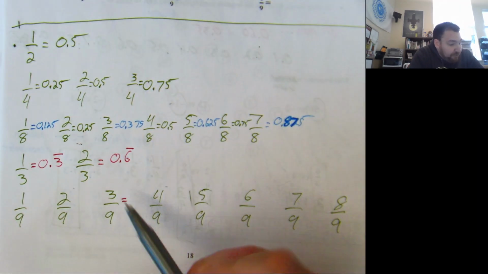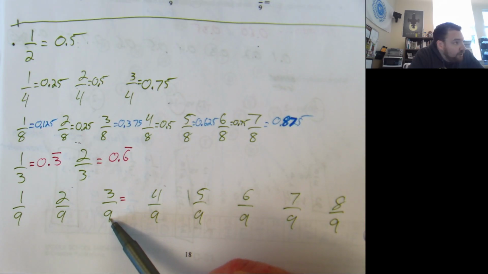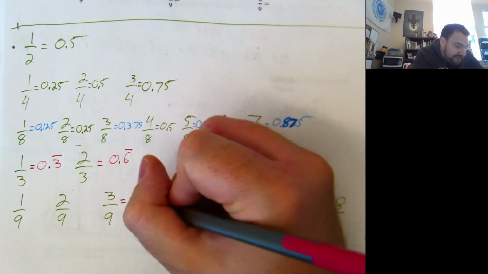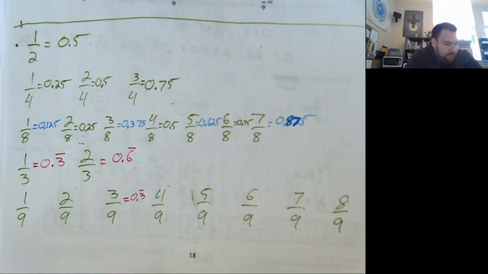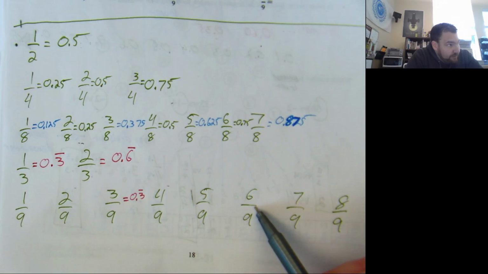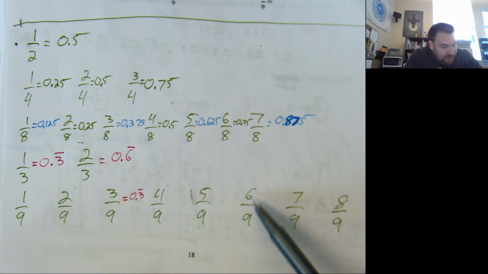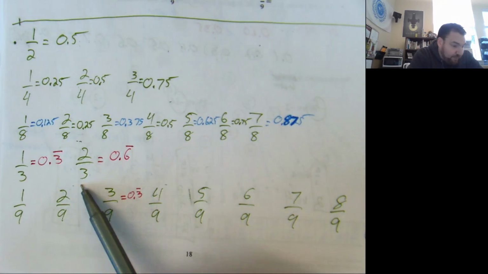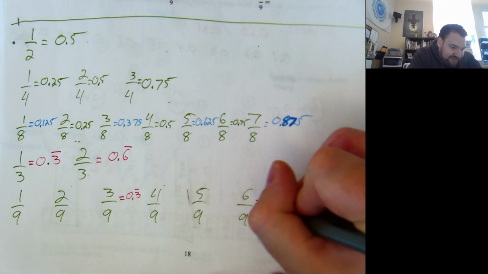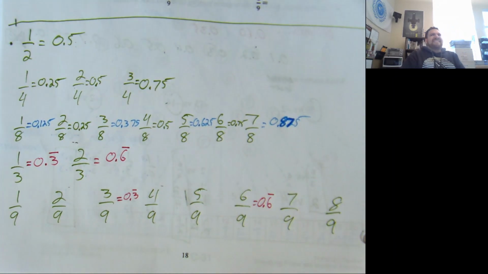3/9, because 3/9 is the same thing as 1/3. So 3/9 is going to be 0.3 repeating. And the other one that's related to the thirds is 6/9. 6/9 is related to 2/3 because if you divide both of these by 3, that's going to give you 2/3. So 6/9 is 0.6 repeating. Oh, wait a second. That looks a little fishy, doesn't it? 3/9 and 6/9 are just the numerator repeating.